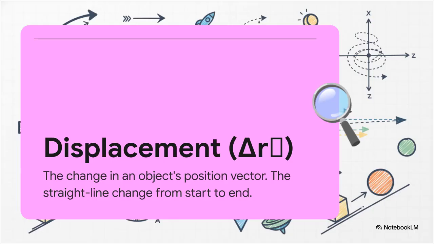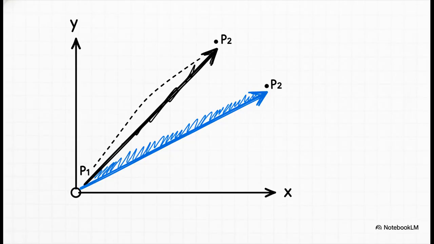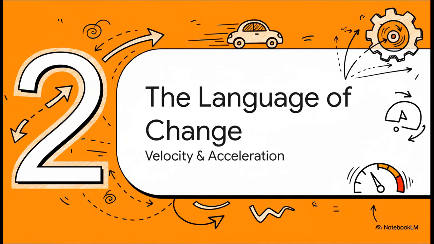Of course, in the real world, things move. So when an object's position vector changes, we give that change a name, displacement. And here's the thing, it doesn't care about the long, winding road the object might have taken. All it cares about is the straight line change from its starting point to its ending point. And figuring out the displacement is actually incredibly simple. You just take the final position vector and subtract the initial one. That's it. This one little subtraction gives you a brand new vector that perfectly sums up the object's overall change in position.